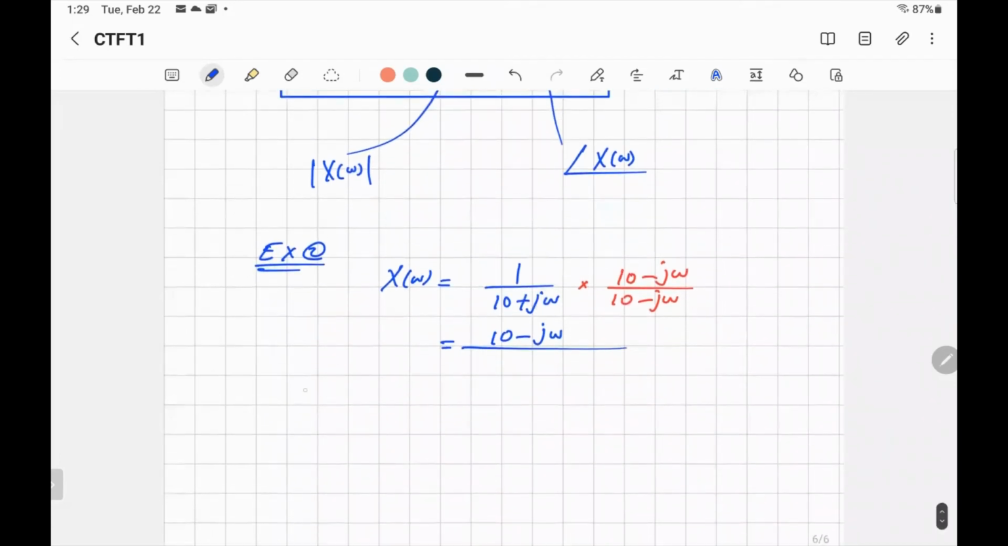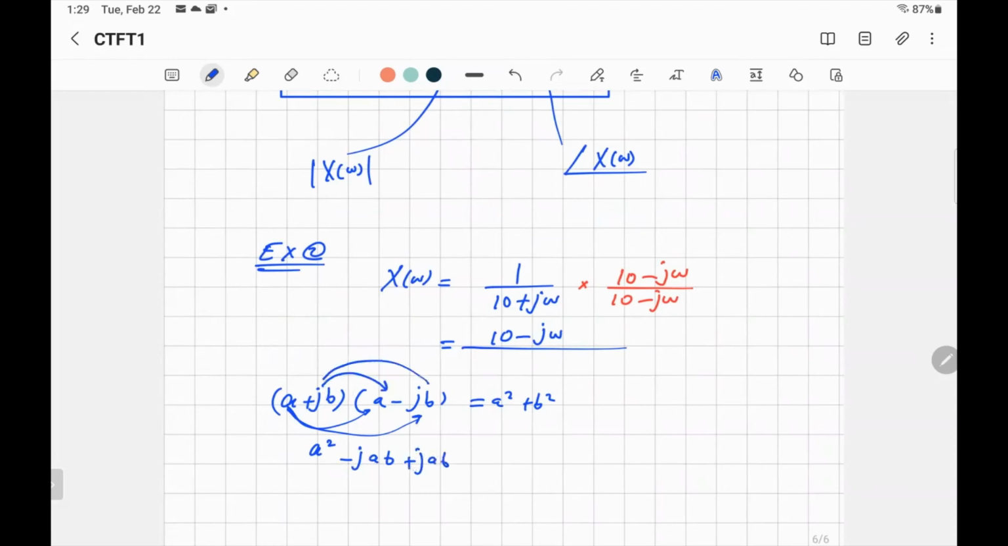Let me just do it in general. If you have a plus jb multiplied by a minus jb, what do you get? A squared plus b squared. And I can prove it to you. What's a times a? A squared. A times minus jb is minus jab. Now we go for the other one. jb times a is plus jab. jb times minus jb: j times j is negative, negative and negative is positive, so positive b squared. The two cancel, and you have a squared plus b squared. So when you multiply any complex number by its conjugate, you get the square of the first plus the square of the second, without using j. When you apply this, a is equal to 10, b is equal to omega, so you have 10 squared plus omega squared.